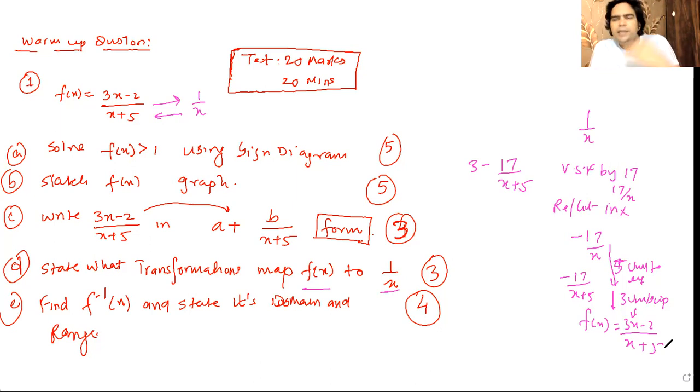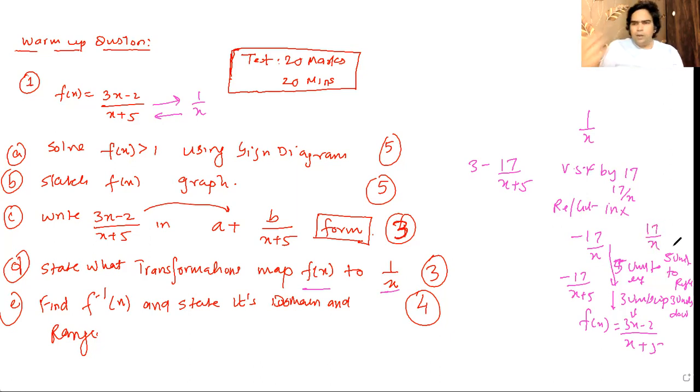Now, when you're specifying the final answer, which is like going backwards, you take the exact opposite sequence. Instead of moving 3 units up, you will move 3 units down. Instead of moving 5 units to the left, you'll move 5 units to the right, because you're undoing the transformation exactly. Now you reflected in the x-axis. If I reflect an object and reflect back, I get the original object. So I reflect this and I get 17 over x eventually.